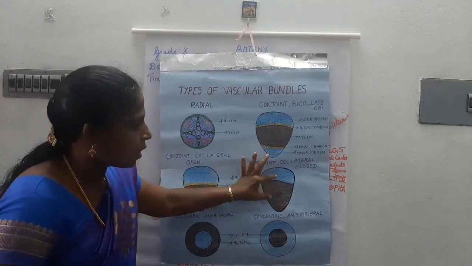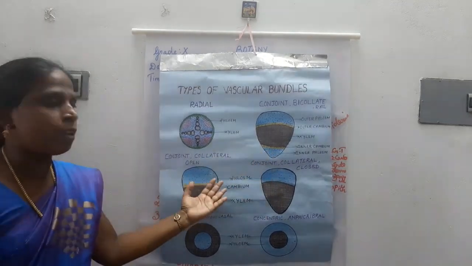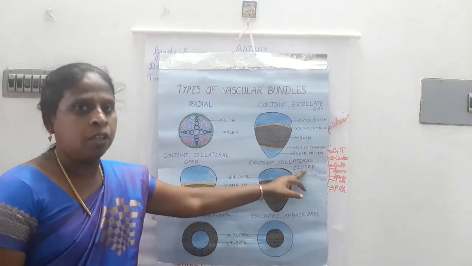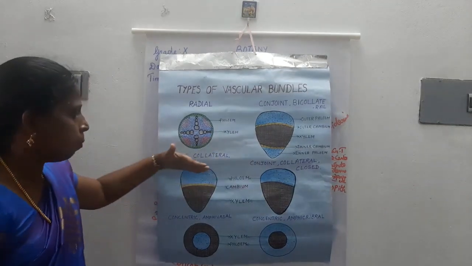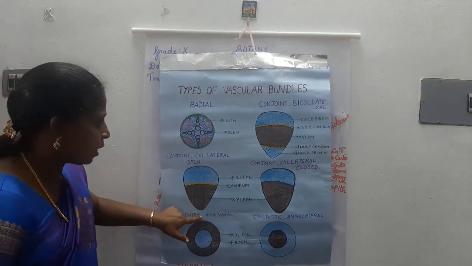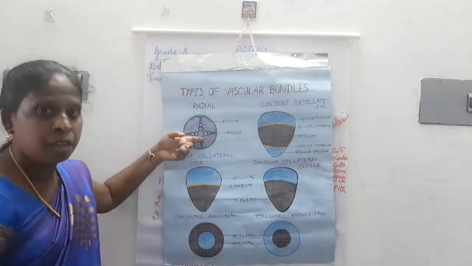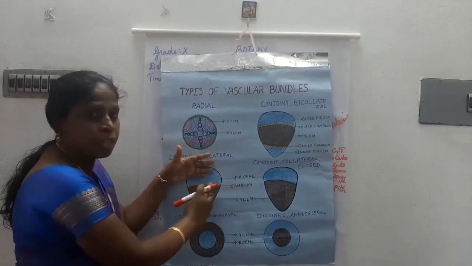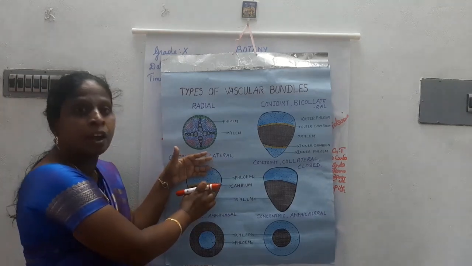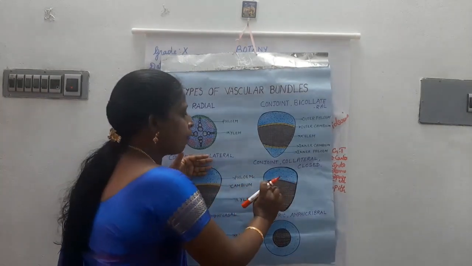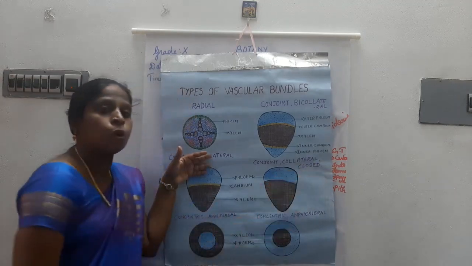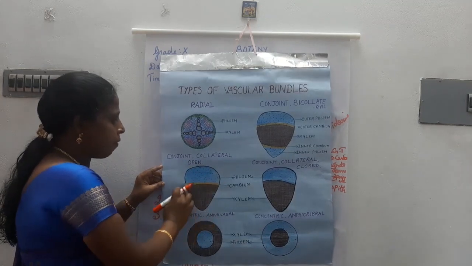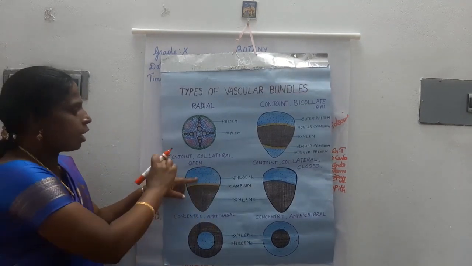Between the phloem and the xylem, if cambium is absent, that type of vascular bundle is called closed vascular bundle. So collateral vascular bundle means xylem lies towards the center, phloem lies towards the periphery. Between the xylem and phloem, if cambium is present, that type of vascular bundle is called open vascular bundle. If cambium is absent, it is called closed vascular bundle. So we can say this vascular bundle is conjoined.